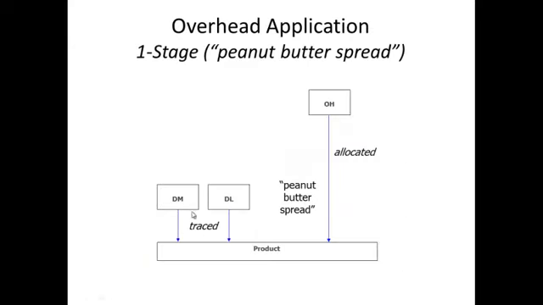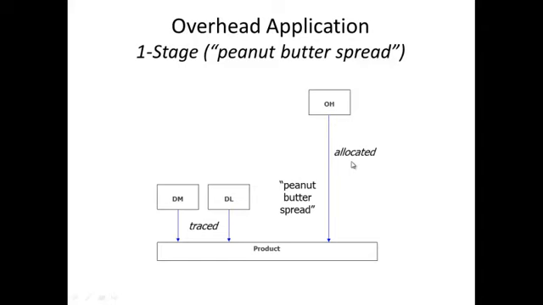You think about this pictorially. You think about the product, the cost object there at the bottom. All the direct material is going to be traced. All the direct labor is going to be traced to that product. Again, that's the easy part. In a single stage, one-stage cost allocation system, we have one overhead cost pool, and all the overhead in that cost pool is allocated down to the product using one overhead rate.